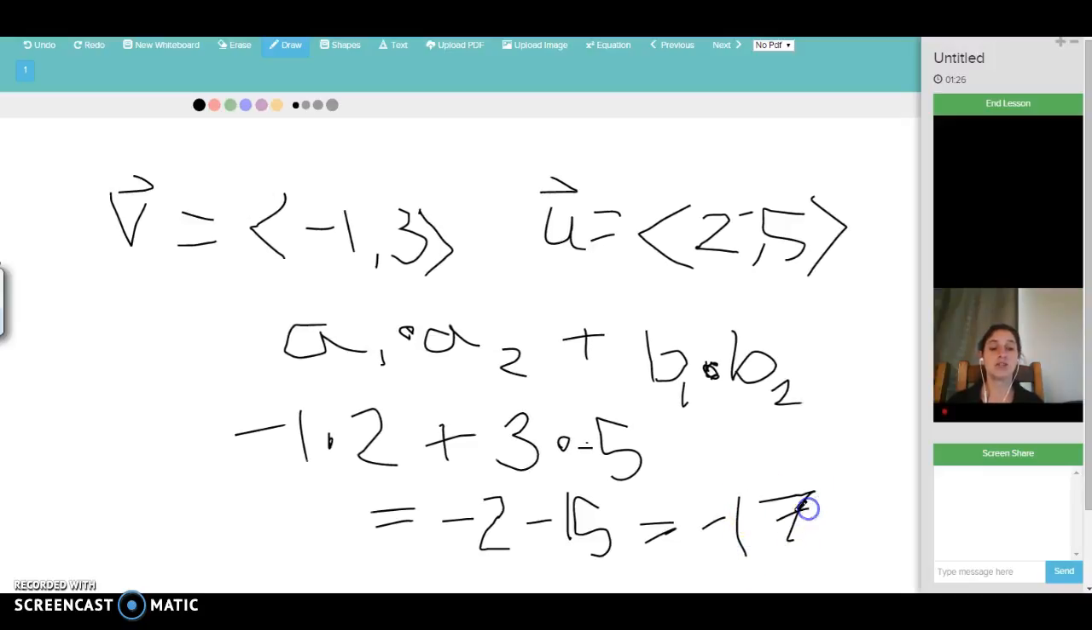So what we did is we took two vectors and we turned them into a scalar. And again, this is an important skill because later you'll be finding the angle between two vectors, and this is part of the formula.